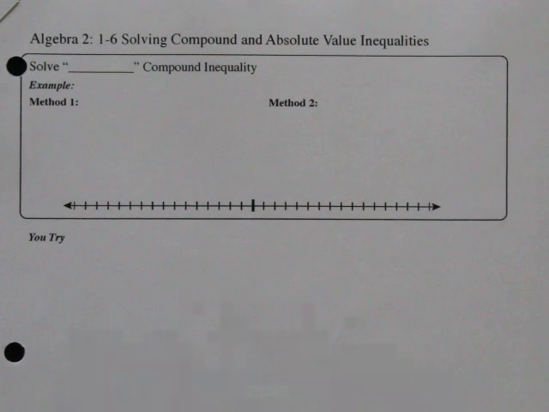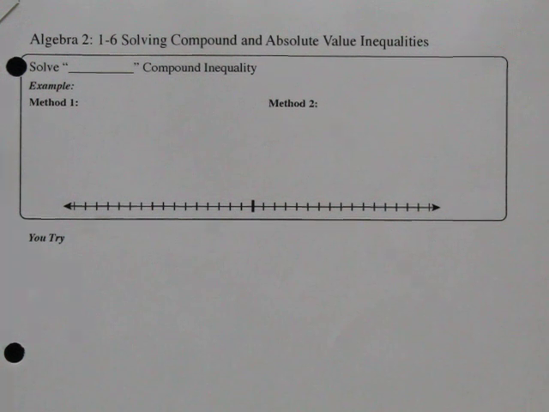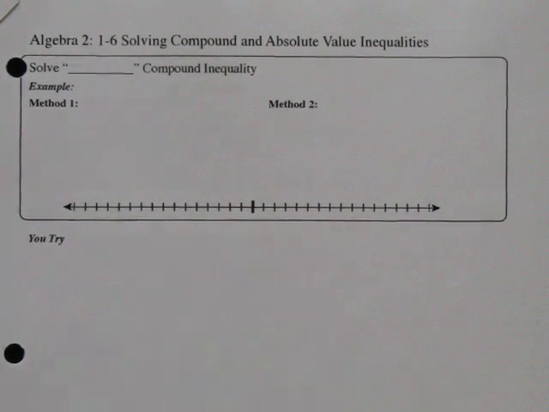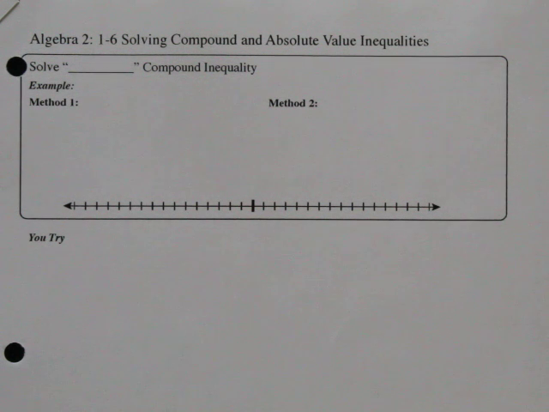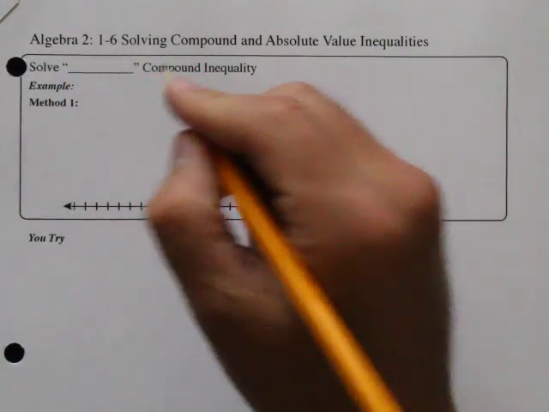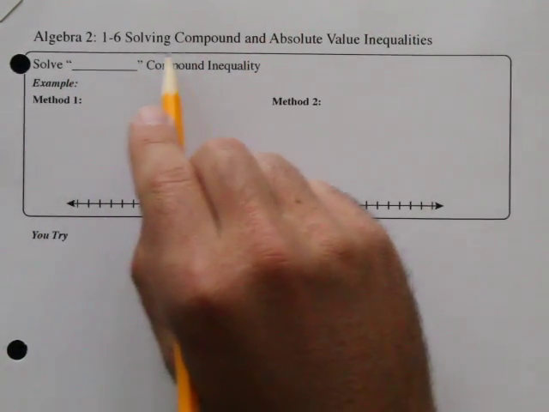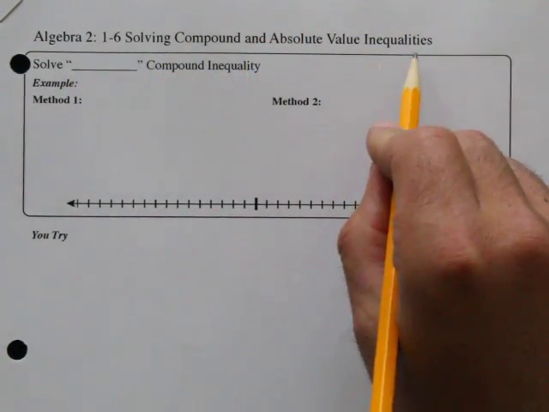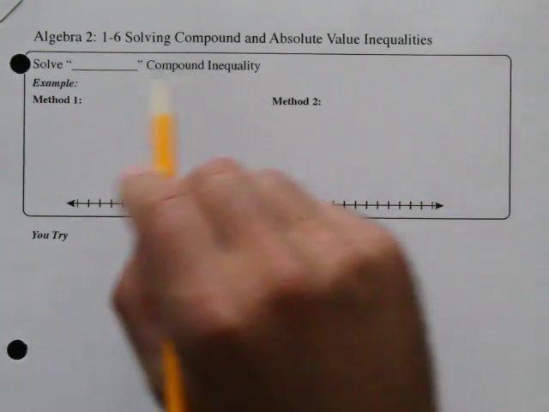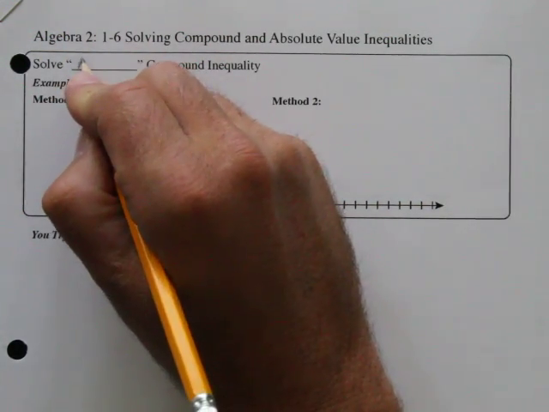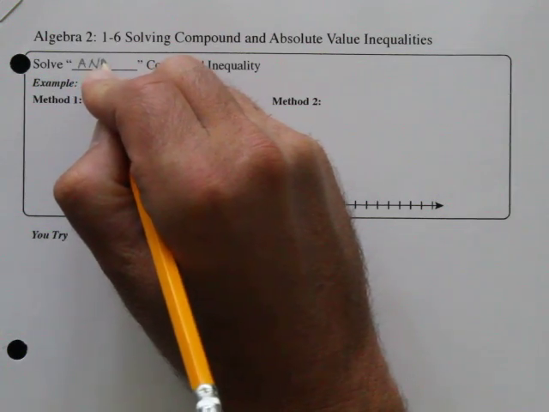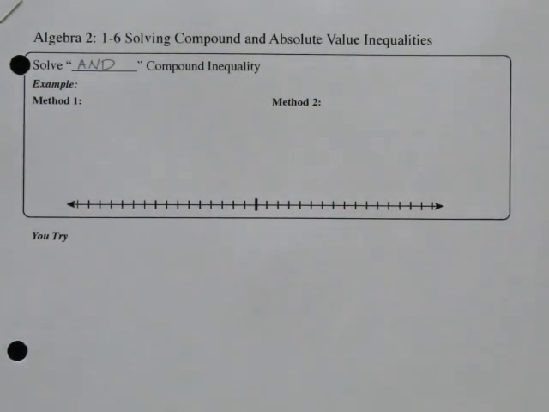All right, now here we are, Algebra 2, 1-6, the last lesson of the chapter, and the part where we get to bring the last couple sections together, and yeah, we'll bring them together. Here we go. We're solving compound and absolute value inequalities. So we're going to look at both of those. Compound here is we're going to solve compound inequalities.